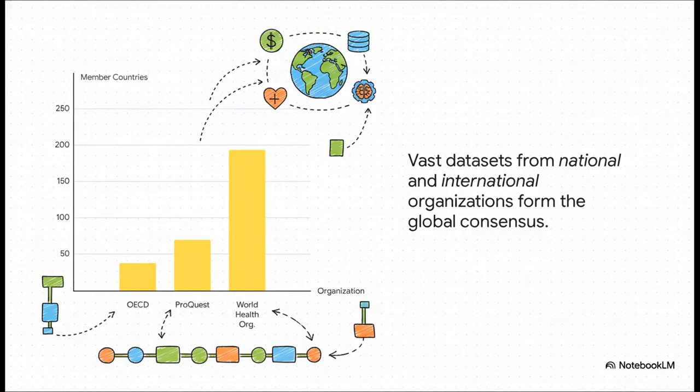And of course, it's not just a national thing. You've got organizations like the OECD and the World Health Organization providing these enormous data sets. They're absolutely essential for comparing countries on everything from GDP to public health. This is what builds that global consensus view.